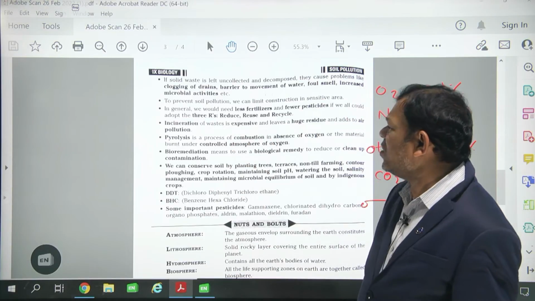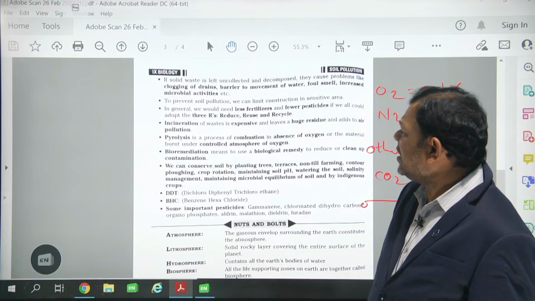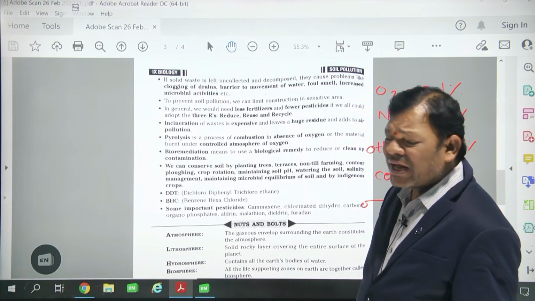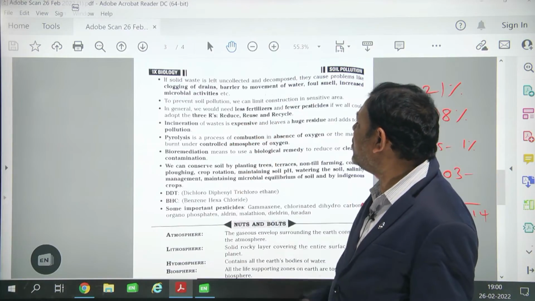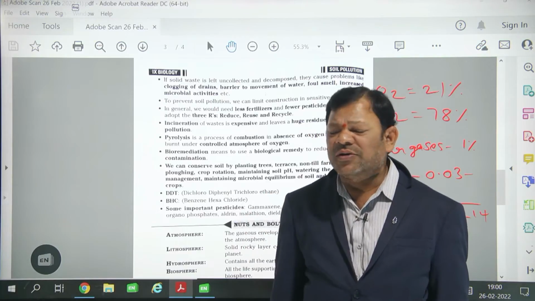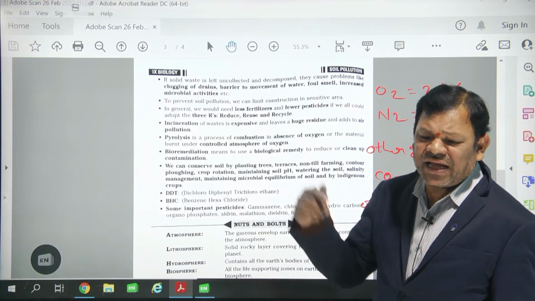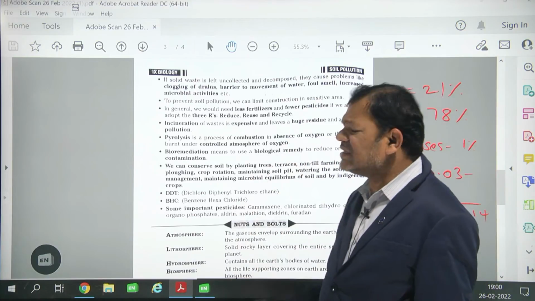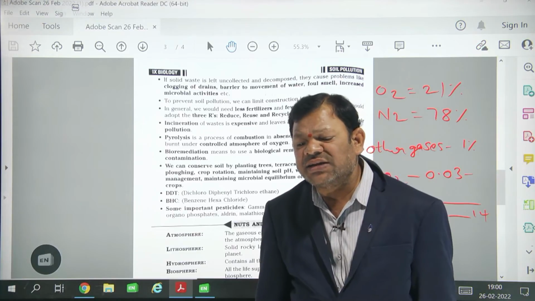So we can control soil pollution using the 3R principle. What is the 3R principle? Reduce, reuse, recycle. Reduce means you reduce the pollution. Reuse means using something again and again. What is recycle? If you are using paper again, you can recycle it.